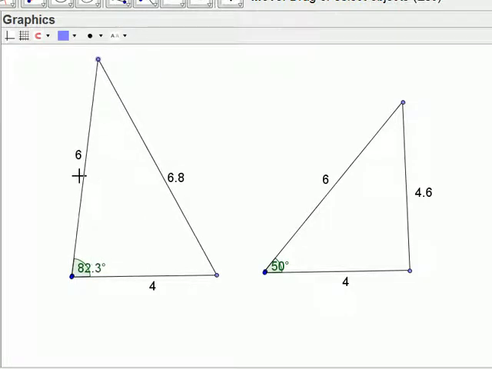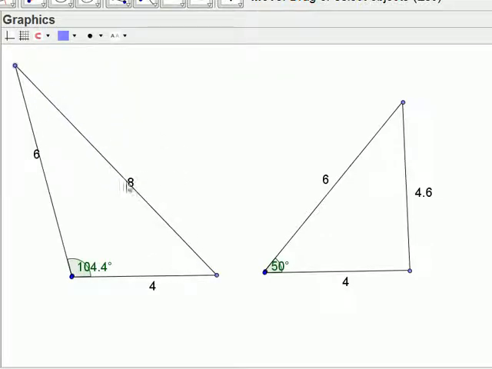The 4 and the 6 didn't change, did they? This 6 and this 4 stayed exactly the same. So those lengths are the same. What's the only thing I'm changing? I'm changing the angle, which in turn does what to the opposite side? It increases this opposite side right here. So the bigger the angle gets, the bigger the side gets.